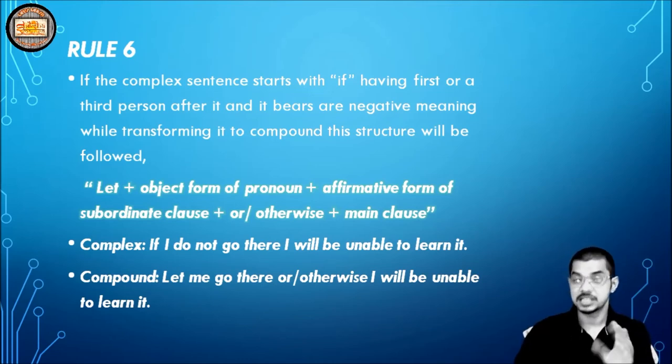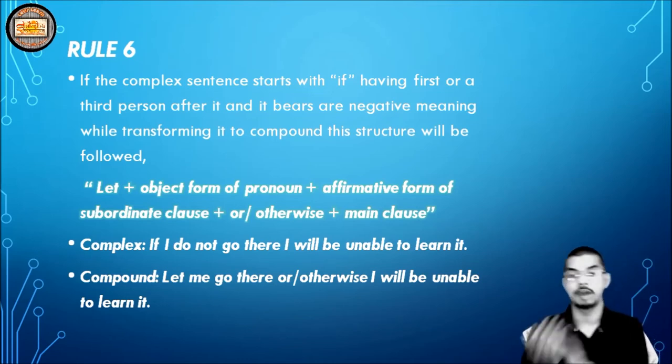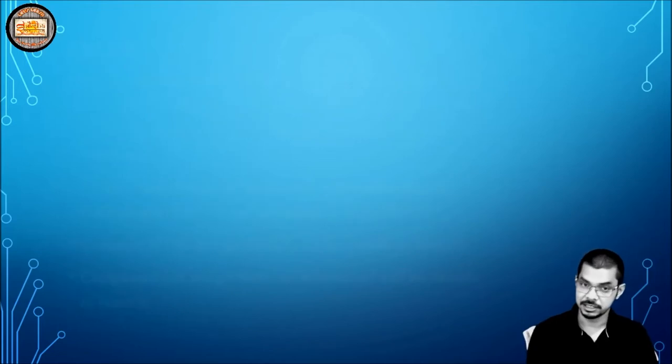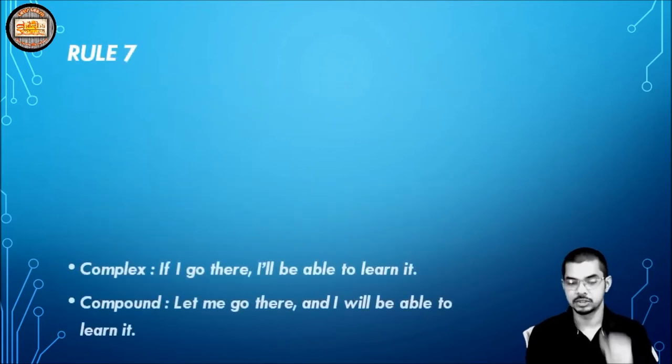And to adjust this transformation from negative to affirmative, we have put "or otherwise." And then the rest of it, I'll be unable to learn it. That's it. It's very simple. Just remember and you'll find the seventh rule to be very easy. So here comes our seventh rule. If I go there, I'll be unable to learn it.